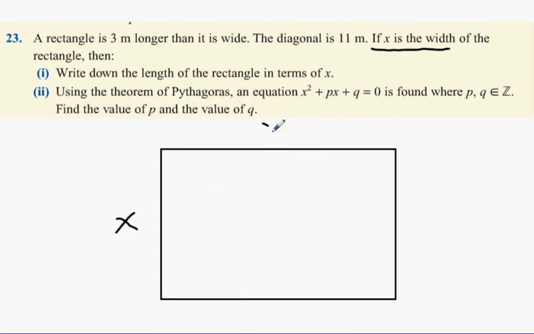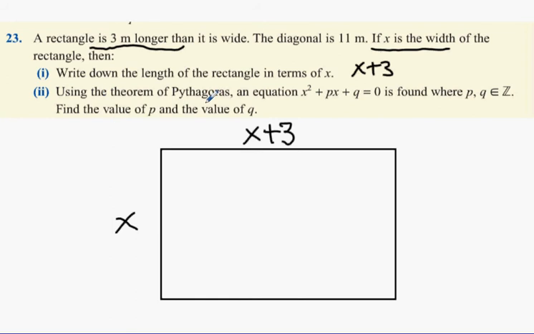X is the width. Now you could say Y is the length. That's fair enough. It's a good way to start off. But what does it tell us about the length? There you go. It's 3 longer. 3 bigger or 3 longer is x plus 3. If I said 3 times bigger, it'd be 3x, okay? Now, write down the length of the rectangle in terms of x. Oh, it's x plus 3.